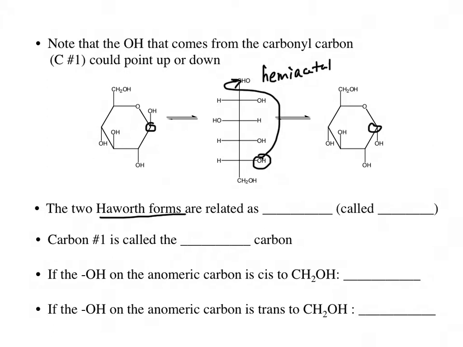Okay? That makes sense to everybody? So that is why that is the only one that's varying. It's the only one where it could be one or the other. All the other groups are kind of set. Okay, so these Haworth forms, of course, they're in equilibrium with each other. They are diastereomers.